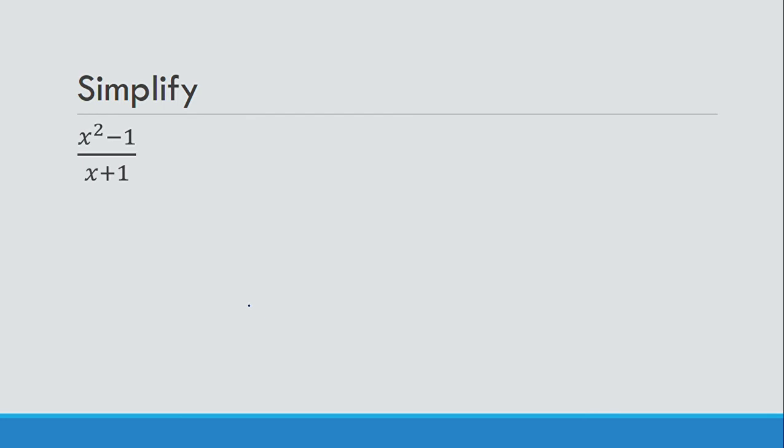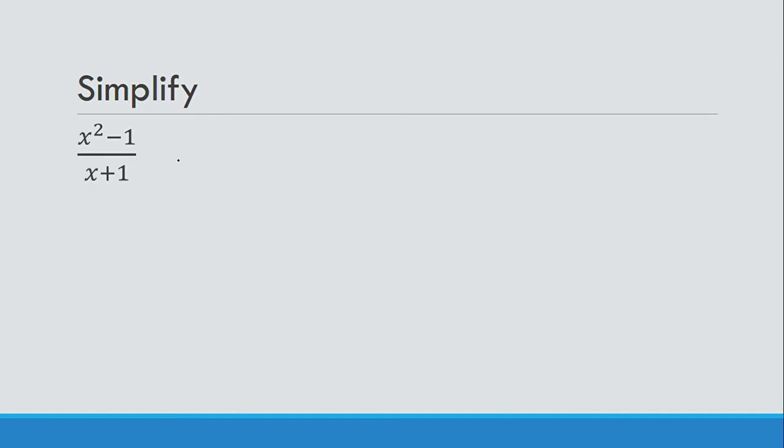Next we go to this one. This time this involves binomials. Binomial meaning there are two terms on the numerator and denominator. So if this is the case, this requires factoring. So factoring your x squared minus 1. If you don't know how to factor this one, kindly go to my channel and look for factoring the difference of two perfect square binomials.